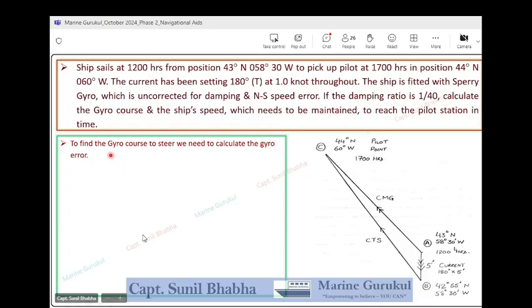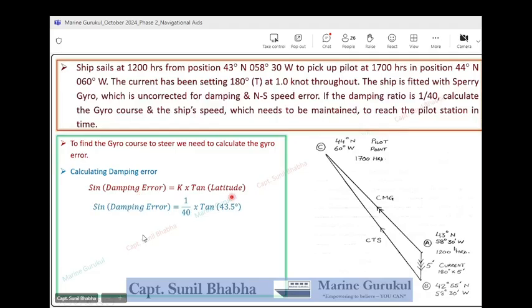Now to find the gyro course to steer, we need to calculate the gyro error. So this is where the gyro error comes into the picture now. Till now what we have done is only chart work and plain sailing. So now we will enter into the gyro error. So let us first calculate the damping error. Sine of damping error is equal to K tan lat.